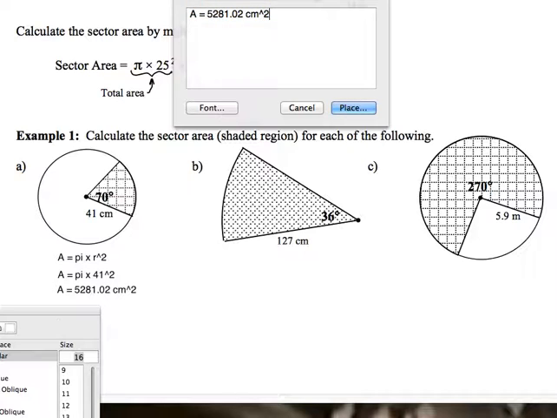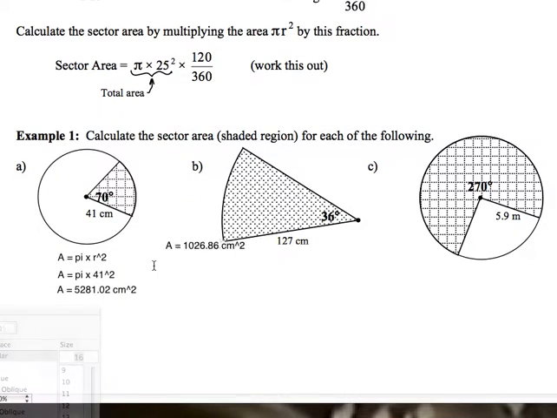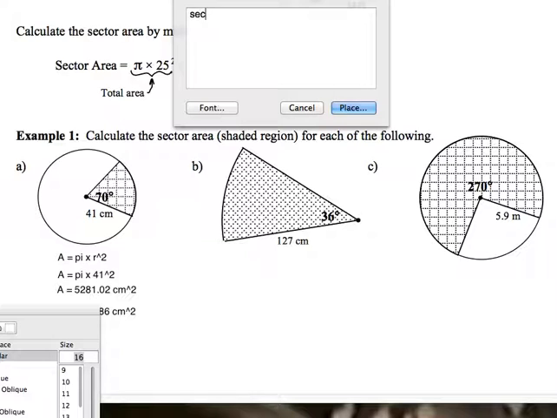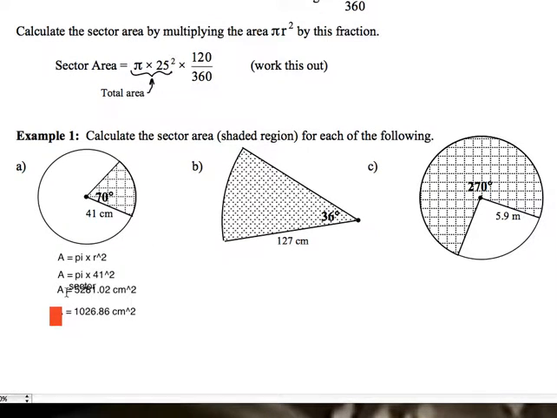Area is 1,026.86 centimeters squared. Does this answer make sense? I have the right units. If the radius is in centimeters, then the area is going to be in centimeters squared. And I've got an area that's a lot less than the total area of the circle, which makes sense. If I had a sector area that was bigger than the total area, that would be wrong. Actually, let me make this a little clearer. When I say area, I actually mean sector area. You can just write that the sector is 1,026.86 centimeters squared.